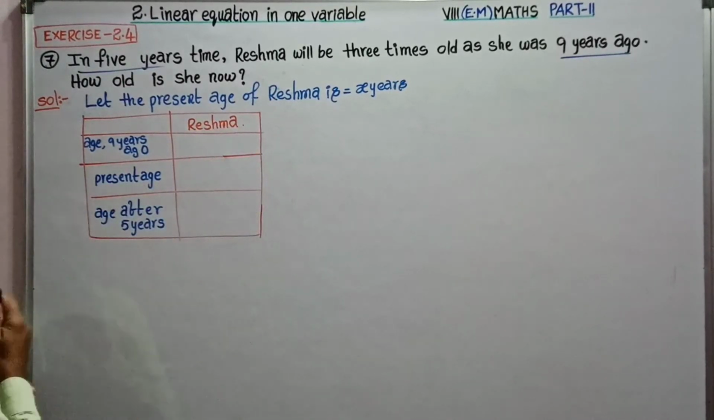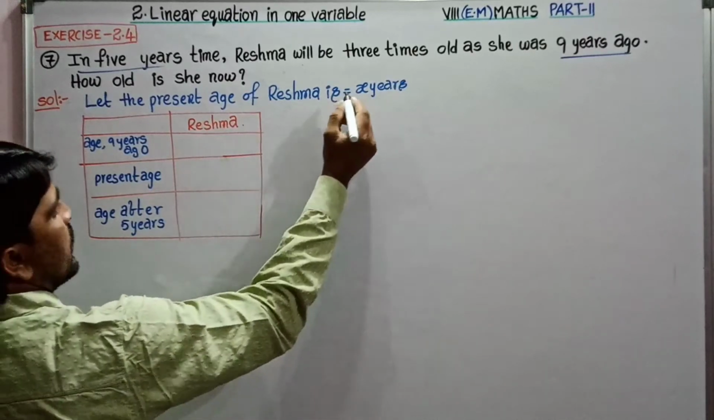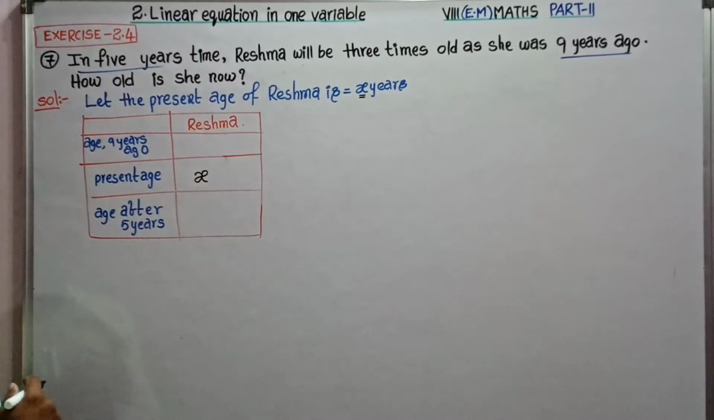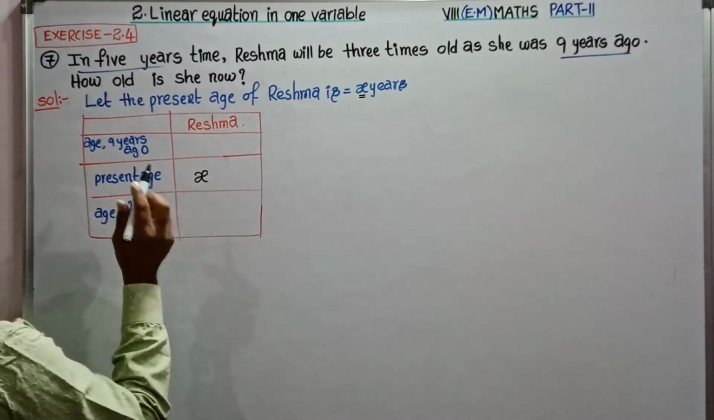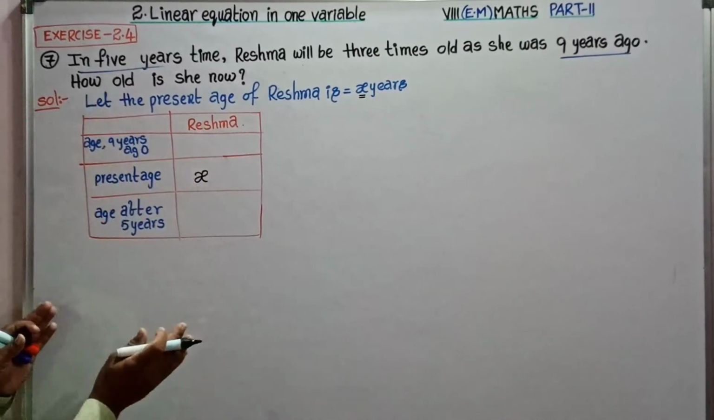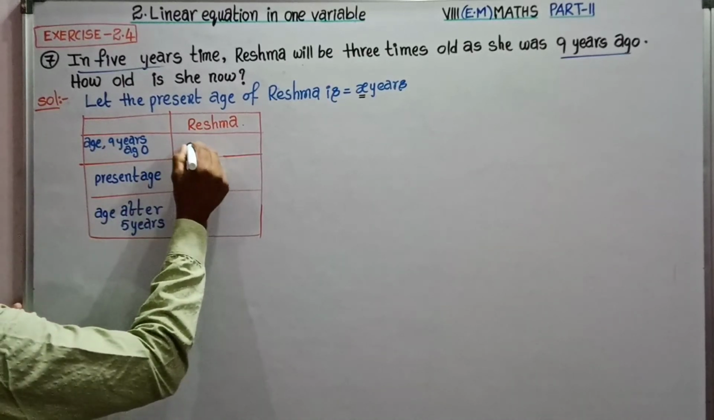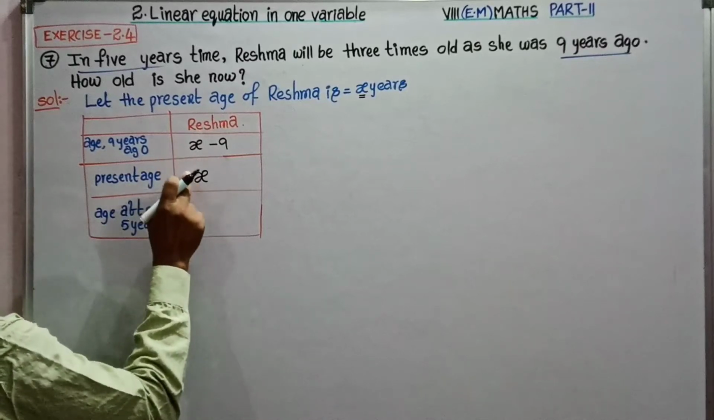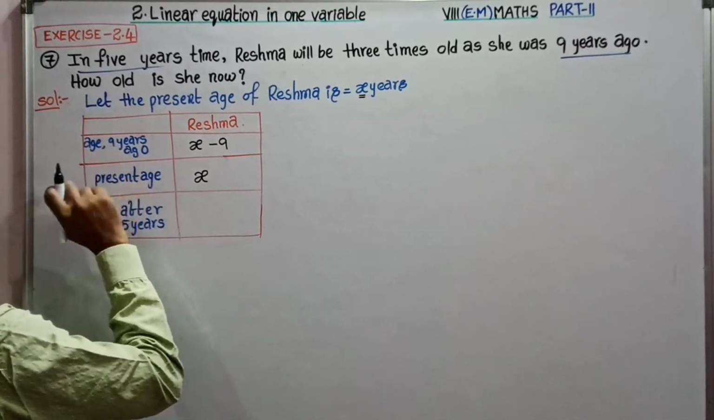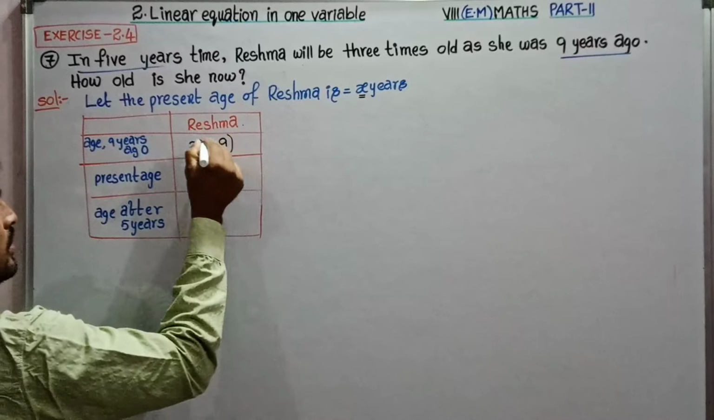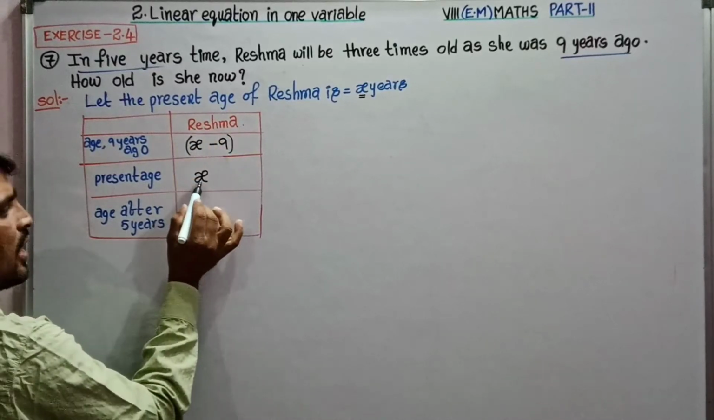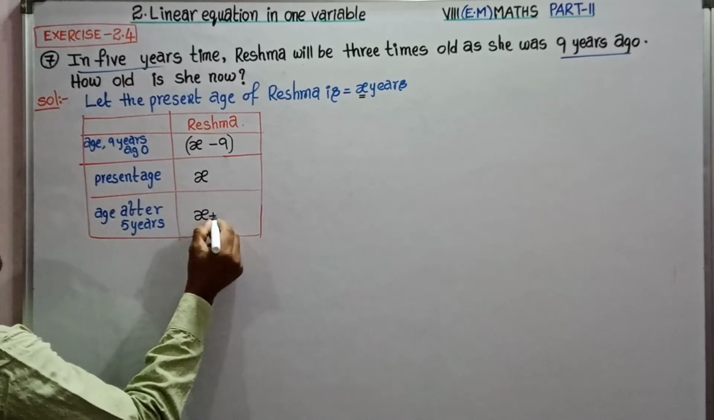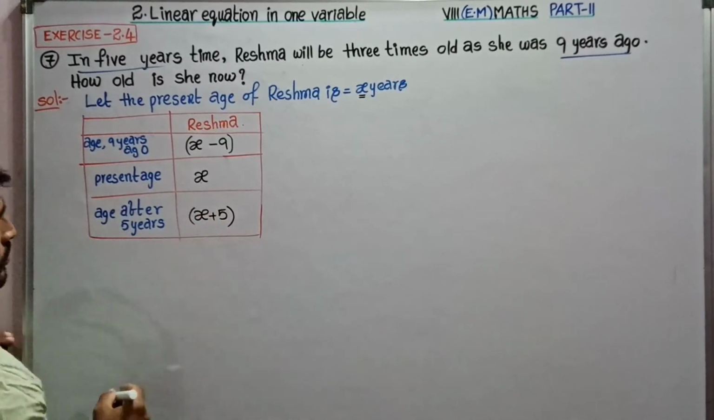We know that our assumption is the present age of Reshma is x years. So the age 9 years ago means her age will be 9 less than the present age. Present age is x, so the age 9 years ago is x minus 9 years. And the age after 5 years will be x plus 5 years.